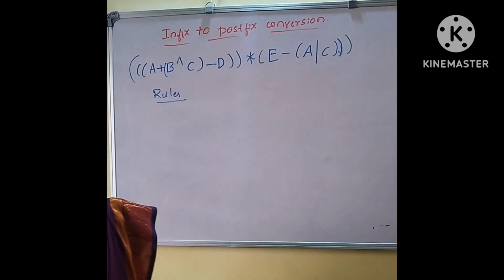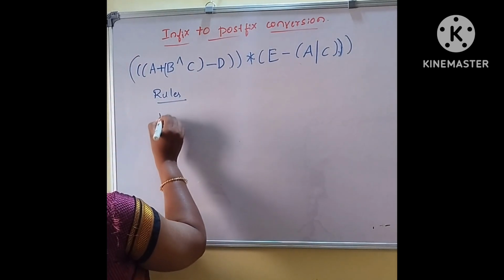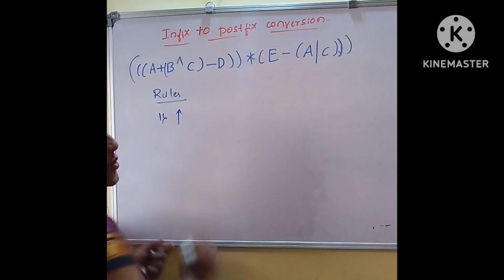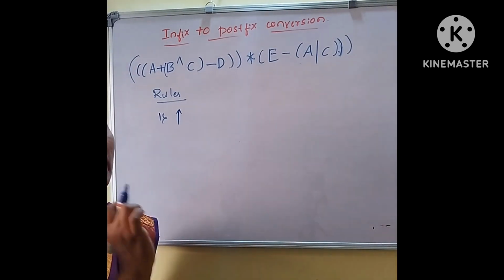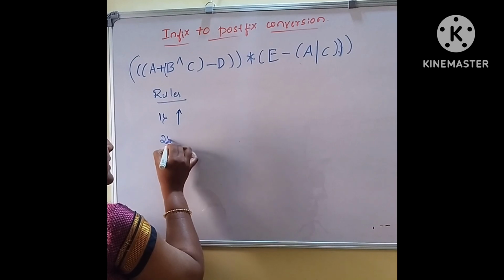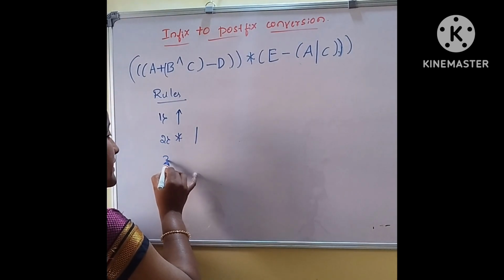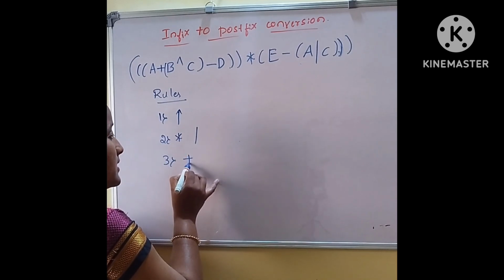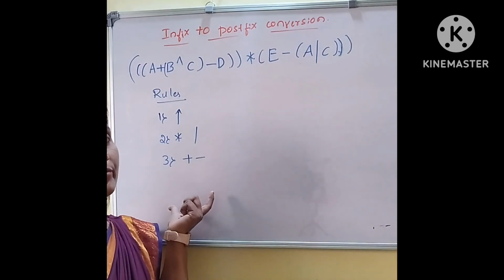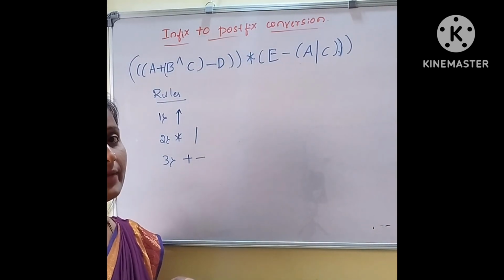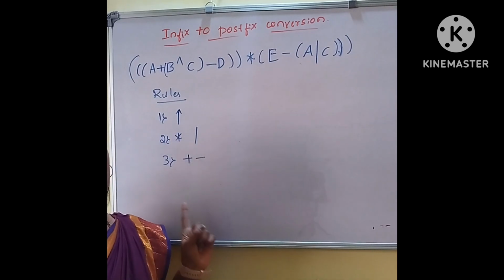The first priority, or I can say the precedence of the stack, is exponent. Always we have to give the first priority to exponent. The second priority is star and division, and the third priority is for plus and minus. These are the precedence. According to these rules, we have to solve these expressions. Always we have to give the first precedence to the exponent.